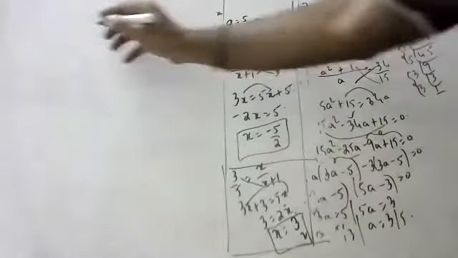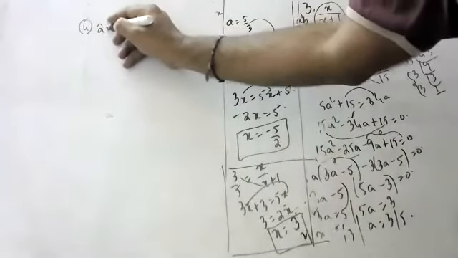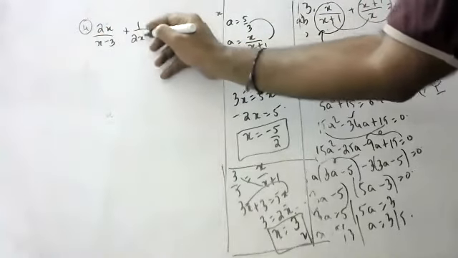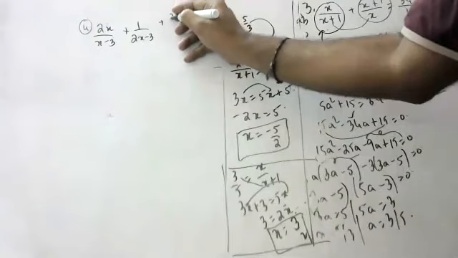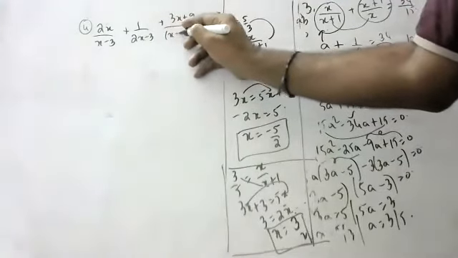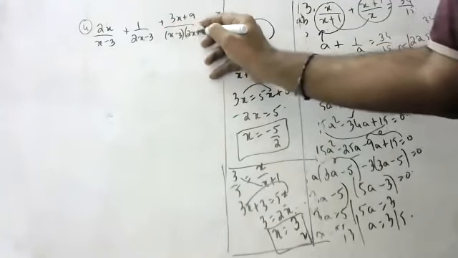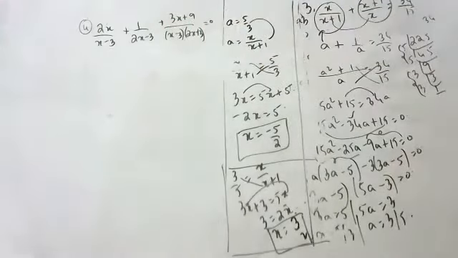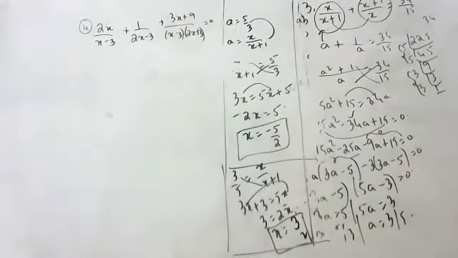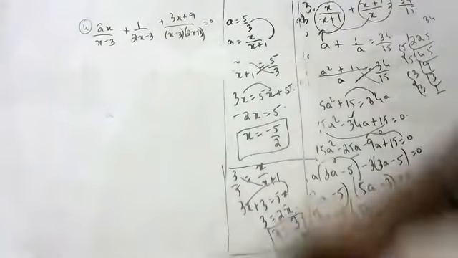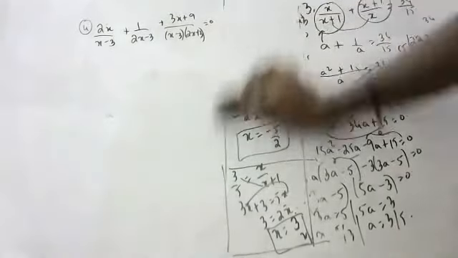Children, next question. 2x by x minus 3 plus 1 by 2x minus 3 plus 3x plus 9 by x minus 3 into 2x plus 3 is equal to 0. You have to find the value of x. Okay, children. So we have to take the LCM and we have to do it slowly. Children, I'm analyzing this.